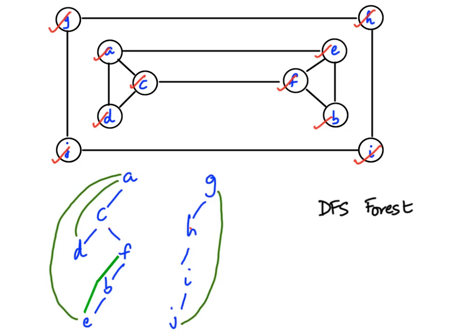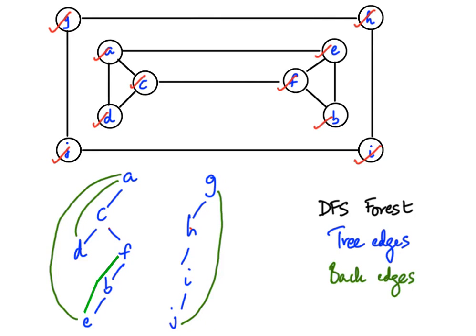So in the terminology of DFS, the blue edges, the tree edges, are those which are explored while going forward, and the edges that you ignore are called back edges. So back edges are those edges which are present in the graph but are not explored by the tree.